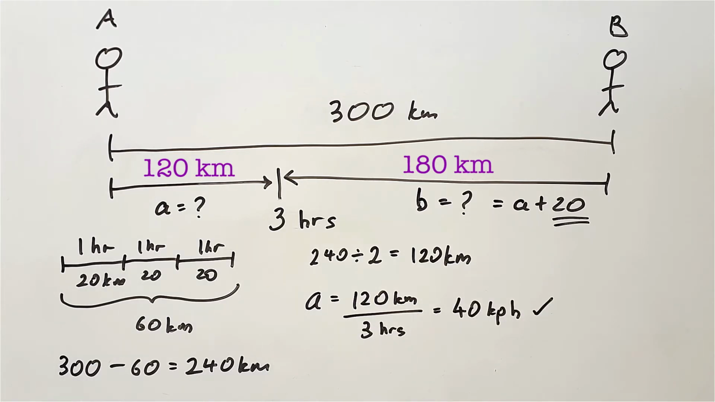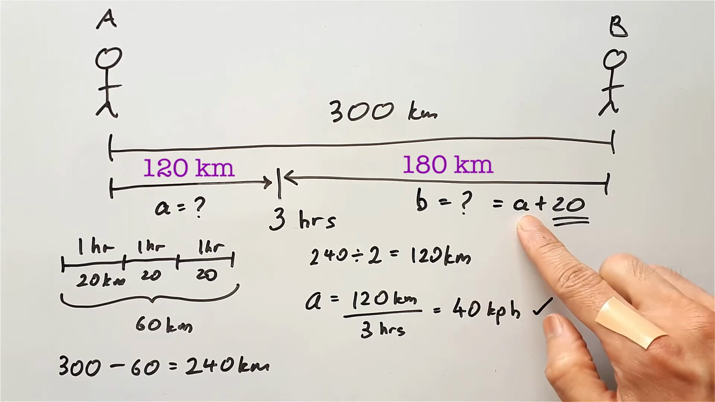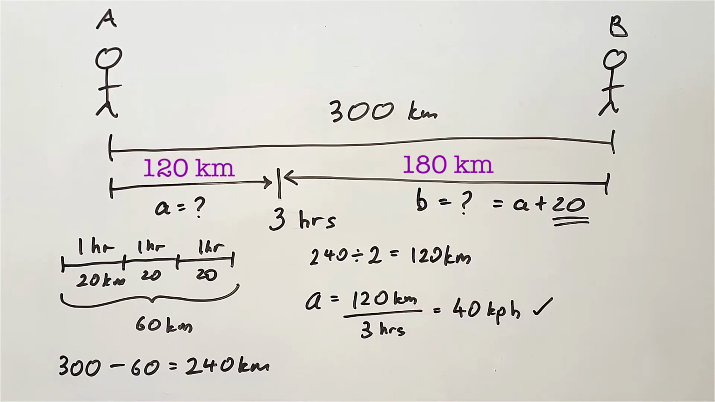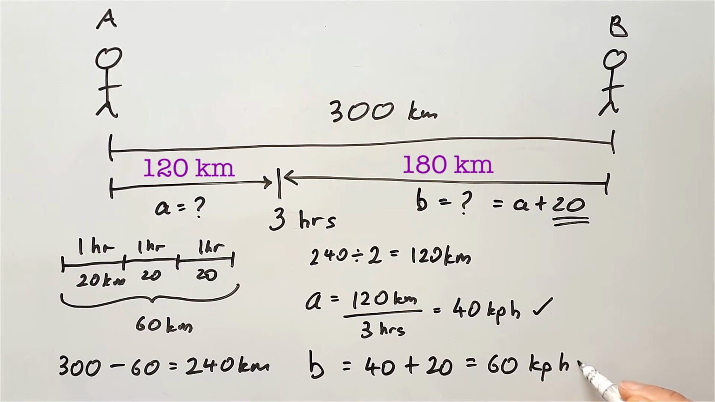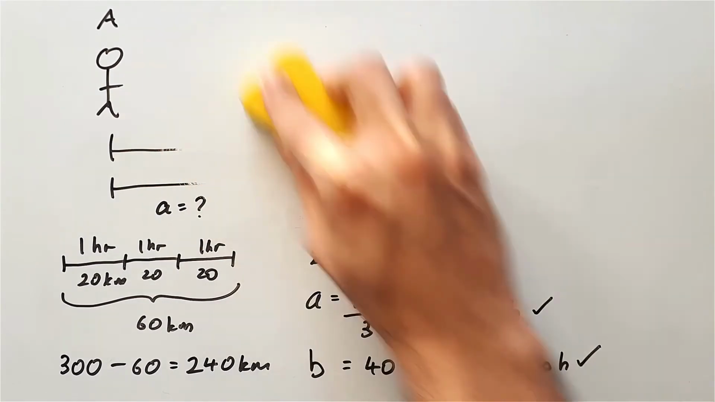As for Bob's speed, you can calculate it now by taking the 40 kilometers per hour from a, plugging it back into the equation b equals a plus 20, and finding it from there. And so b equals 40 plus 20, and that equals 60 kilometers per hour. So we didn't really use any algebra in this problem. And as I said before, this approach can be applied to other contexts. It's not limited to problems with speed and distance.